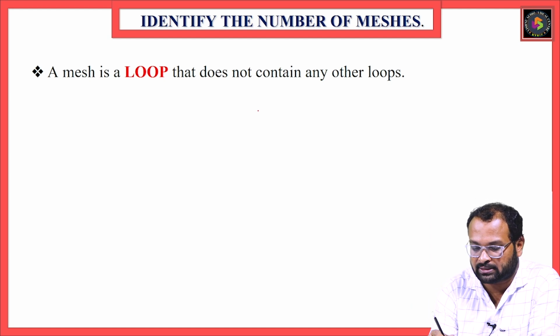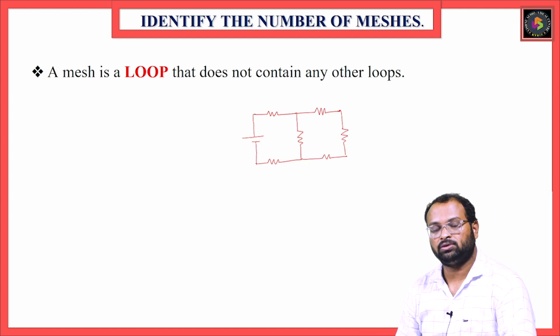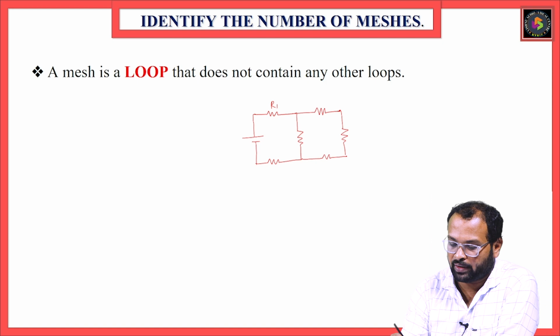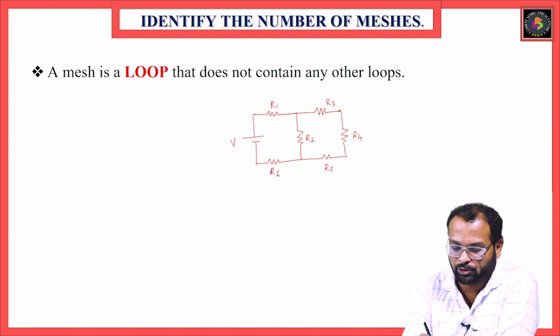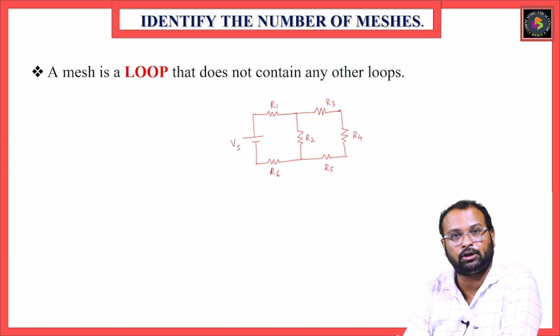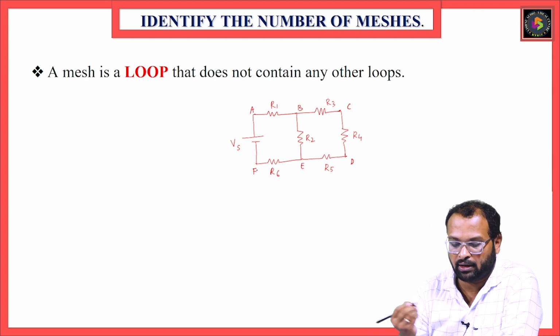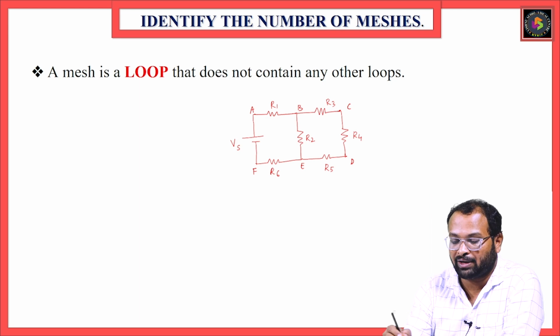Suppose, for example, we take a circuit. This is the circuit we are taking. How many elements does it have? We have passive elements R1, R2, R3, R4, R5, R6, six passive elements, and one active element, a voltage source Vs. Suppose we consider this circuit, and how many nodes? I want to mention the nodes: A, B, C, D, E and F. Total we have 6 nodes.